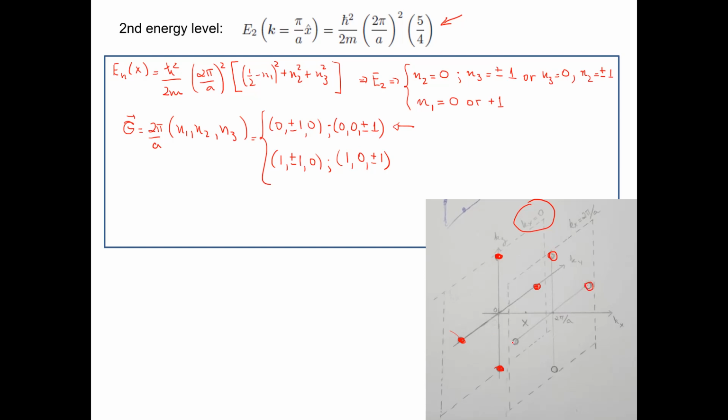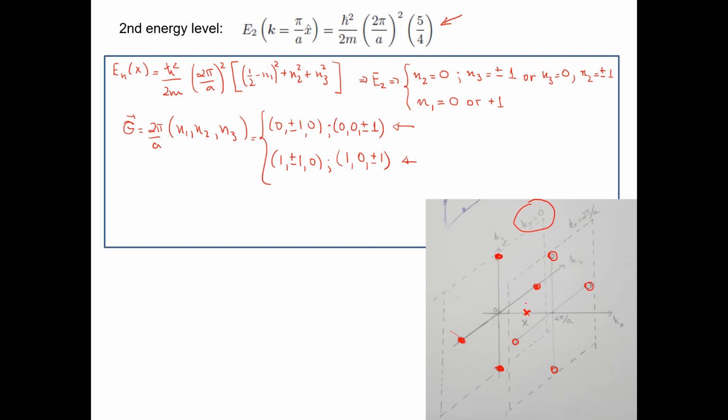and they correspond to these ones here. So 2 pi over a is the x coordinate, and the y and z coordinates are those. Okay, so you can see that all these 8 different points are equidistant from the X point, and that's precisely the condition that we must have, right?